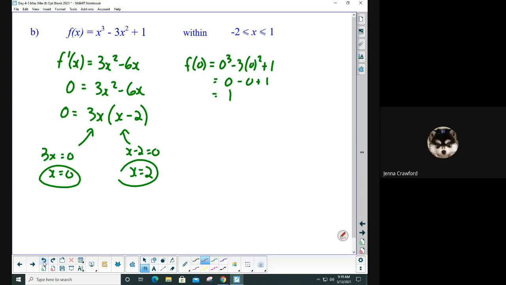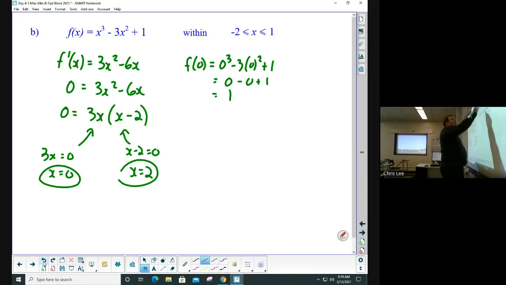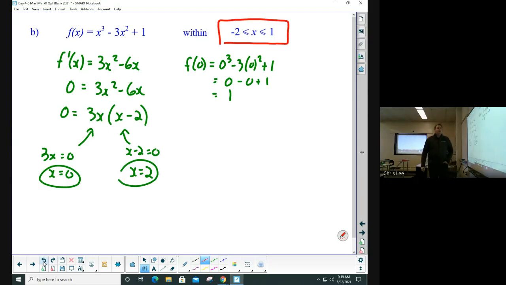It's outside of the range. That's right. So if you notice here, I said I want to know all the spots between -2 and 1 that get me maxes and mins. And this one, 2, even though it is a spot where the graph flattens out, or sorry, the tangent flattens out, it's not within our range. So I'm going to have to ignore this guy.